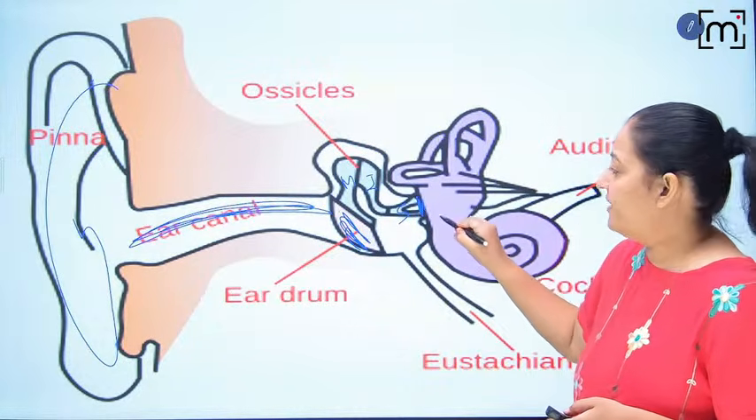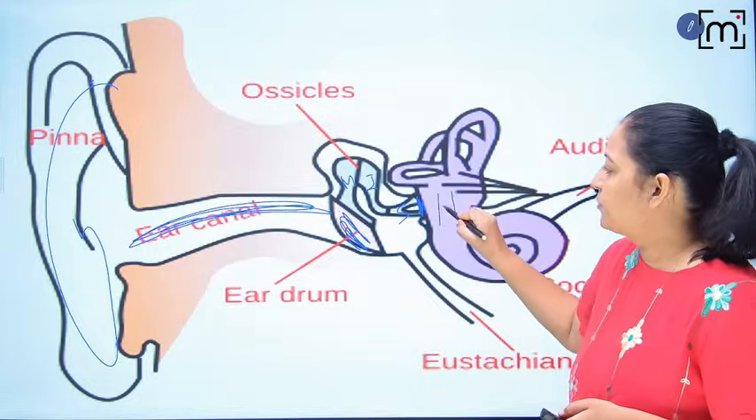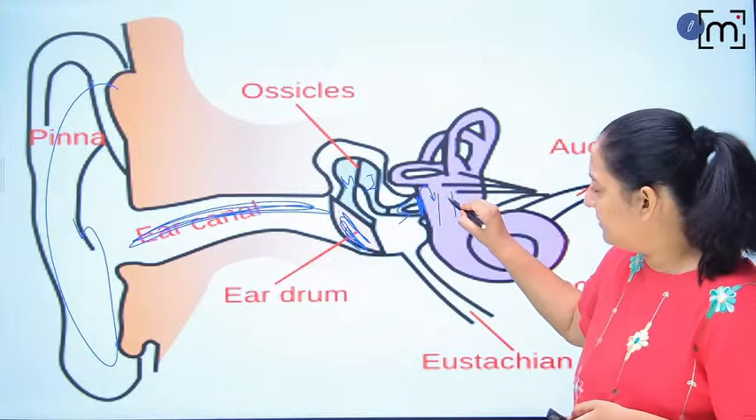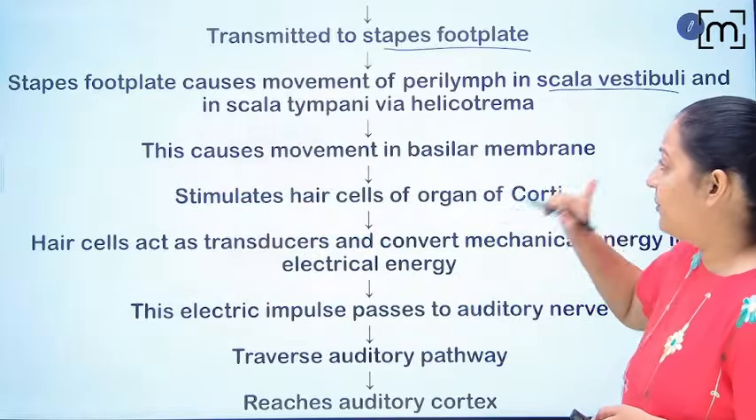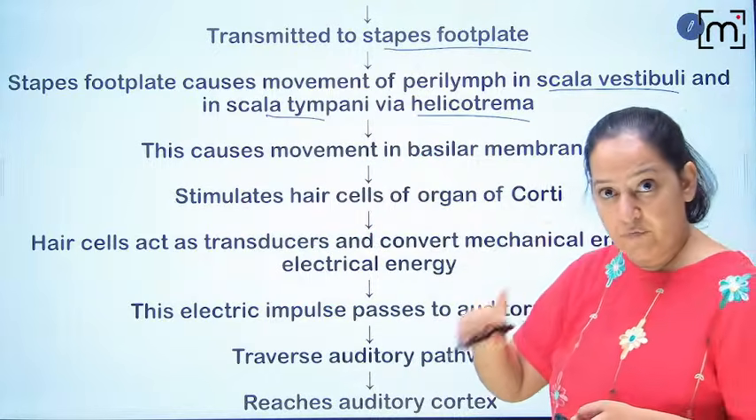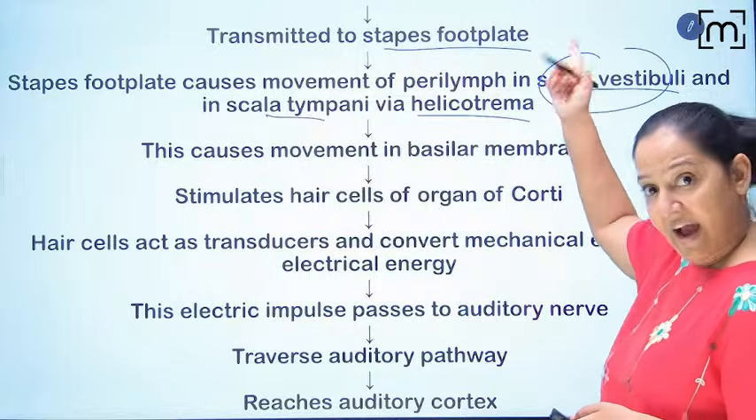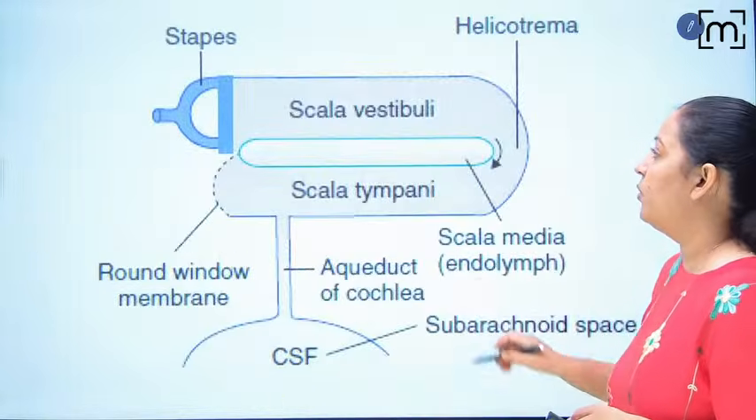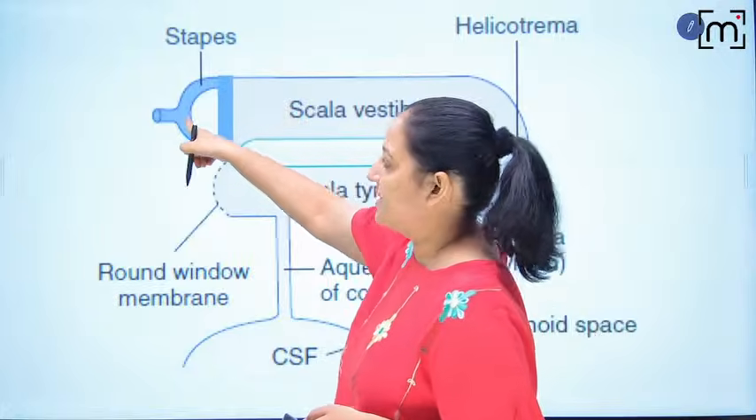So in the cochlea, there are 3 portions. These are the 3 portions. This one is connected with scala vestibuli. Then there are scala media and tympani. But vestibuli and tympani are connected with each other at the helicotrema. So sound waves go to vestibuli and via helicotrema, they go to tympani.